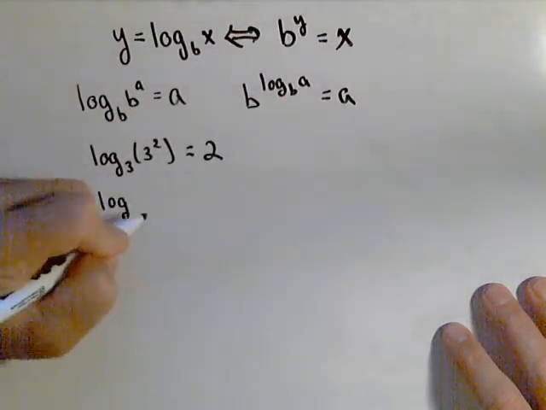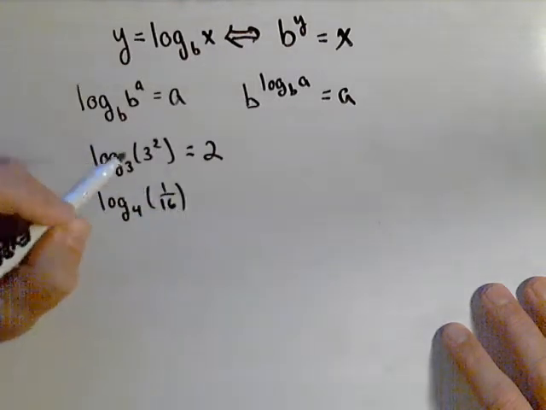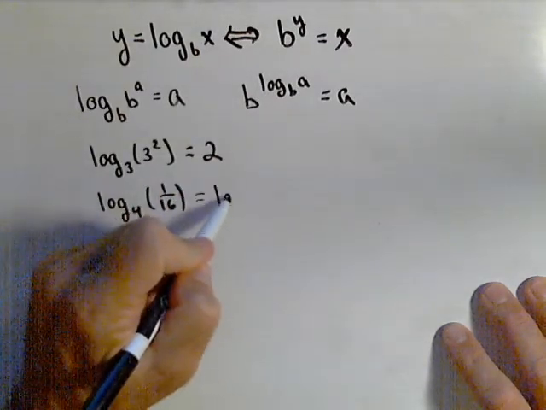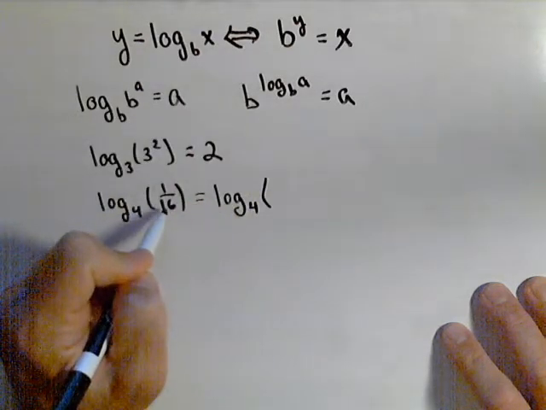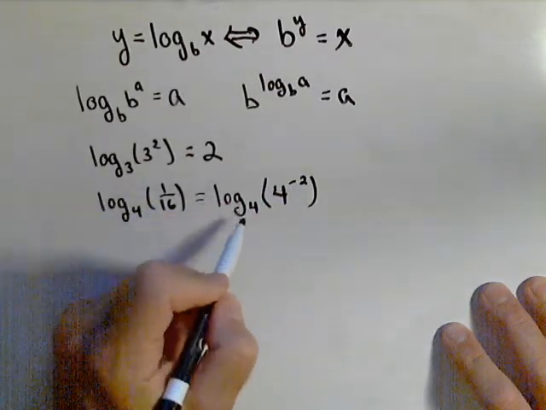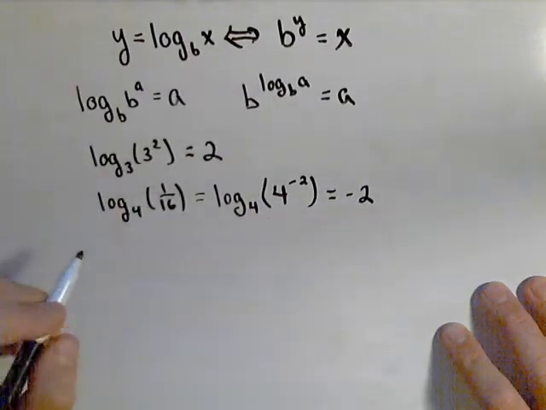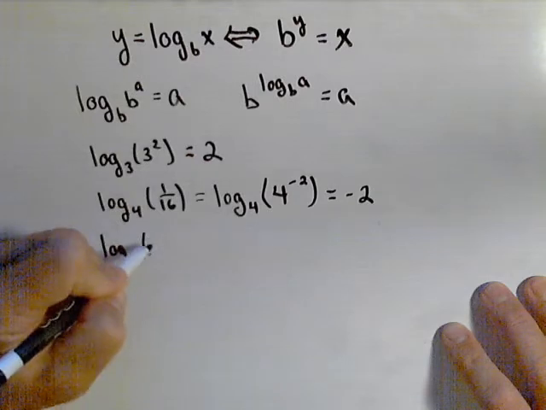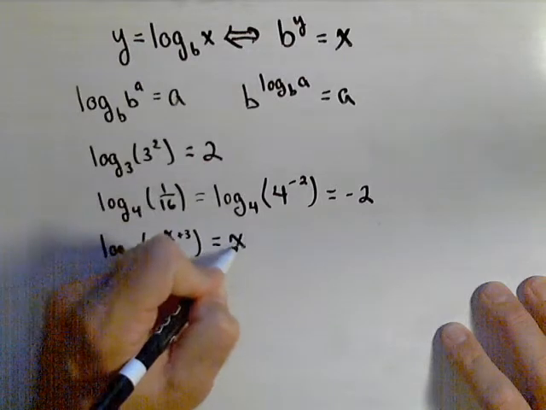So log base 4 of 1 over 16. Now we don't have the bases the same, but we can write 1/16 as a base 4. So log base 4 of 1/16, well, 16 is 4 squared. Because it's in a denominator, we're going to write it as 4 to the negative 2. So this is equal to negative 2. So that's how this property works, even if what we have up in the exponent is an expression. So log base 5 of 5 to the x plus 3 would be equal to x plus 3.